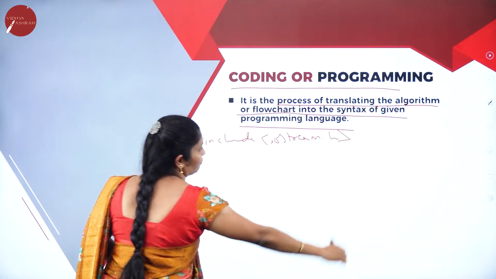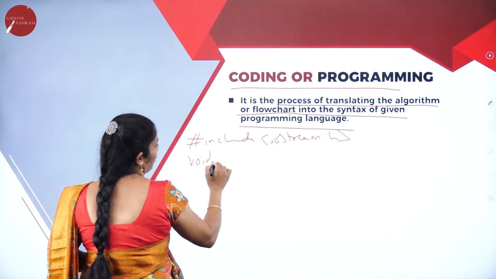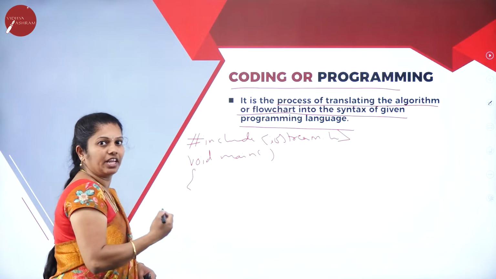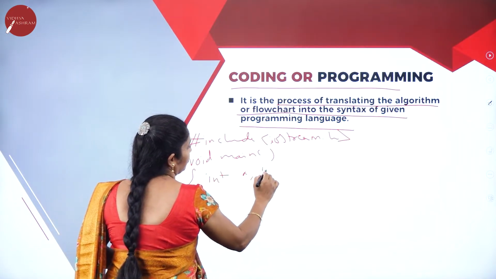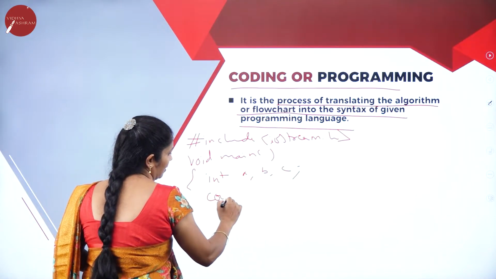This is the supporting header file for cin as well as cout. Then void main in the main program. Here in the declaration stage, whichever variable I want, I can declare here. For example, int A, B, C. Then in the output screen, it has to be displayed using cout.